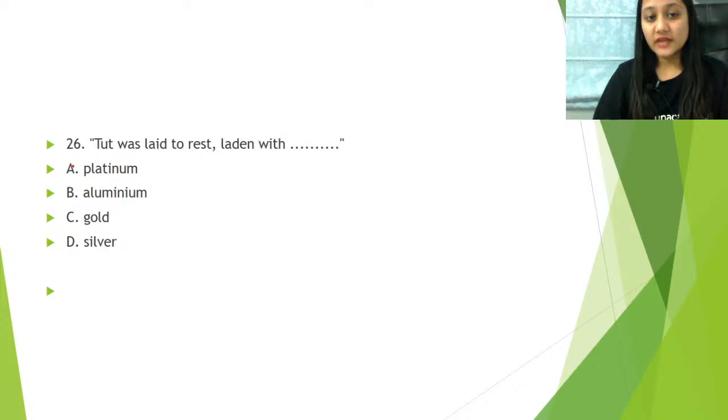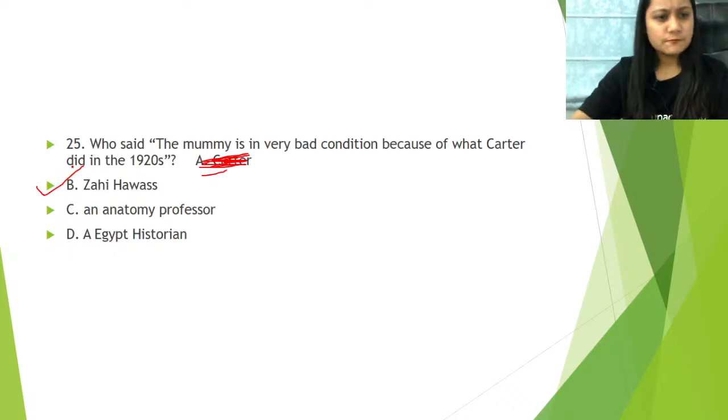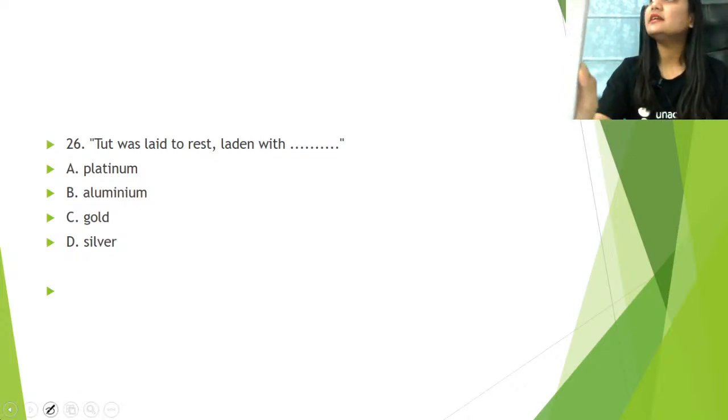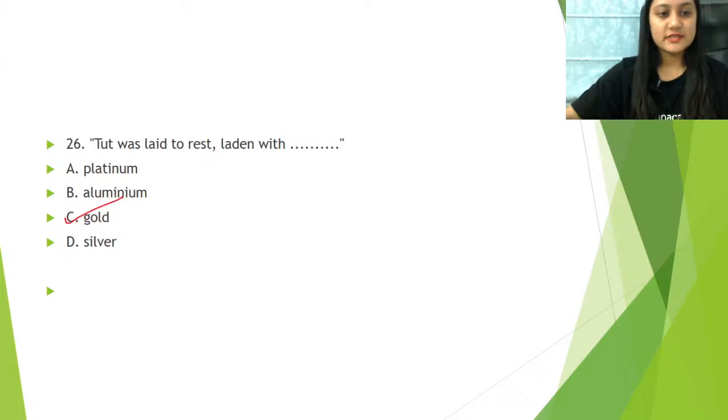Tut was led to rest laden with platinum, aluminium, gold, or silver. No, it was Zahi Hawass. Okay, the correct answer is Zahi Hawass. The next question is, Tut was led to rest laden with platinum, aluminium, gold, or silver. Perfect, this is the easiest of the lot. I think it was the easiest question. Yeah, that is definitely gold. Perfect, perfect, perfect. Yes, it was gold.